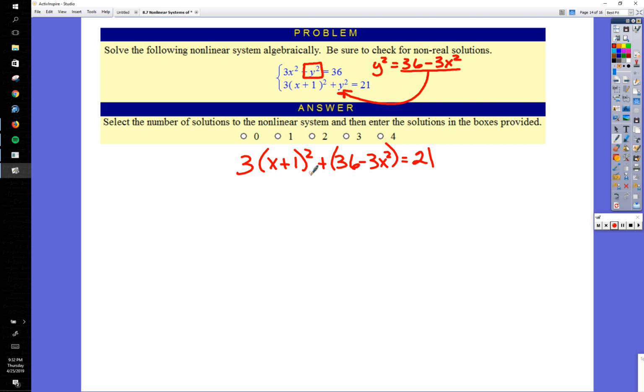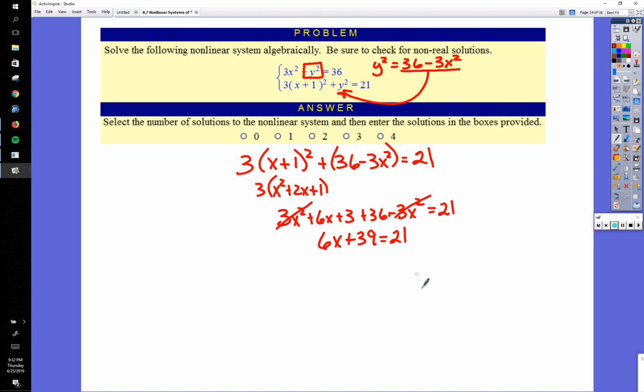And I've got to do some arithmetic here, so I'll do it quickly. But x squared plus 2x plus 1, I do need to distribute that 3. So I get 3x squared plus 6x plus 3. Okay, over here what I have is I can really just drop the parentheses since we're adding. And let's go ahead and now clean everything up. So notice my x squareds go away. That's nice. And I have 6x plus 39 equals 21. And this is just a two-step equation. So let's go ahead and do those two steps. And I get 6x equals negative 18 and x equals negative 3.